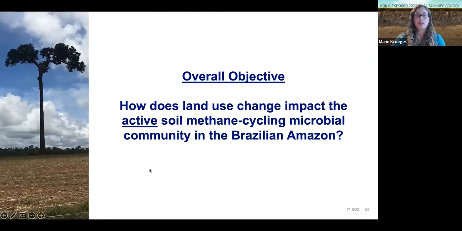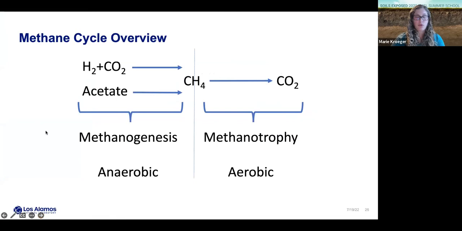So the overall objective was: how does land use change impact the active soil methane cycling microbial community in the Brazilian Amazon? And before I dig too deep into this, I wanted to make clear that I'm really focusing on methanogenesis, so either hydrogenotrophic, where, like I said before, they use hydrogen and CO2 to produce methane, or acetoclastic, where they're using acetate to produce methane. And this is an anaerobic process.